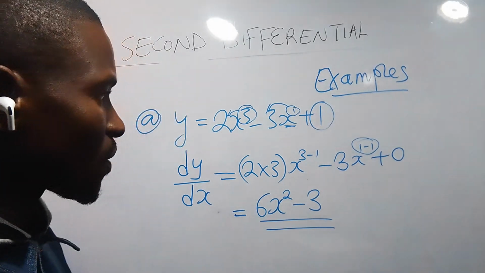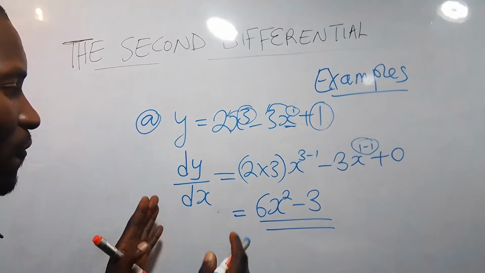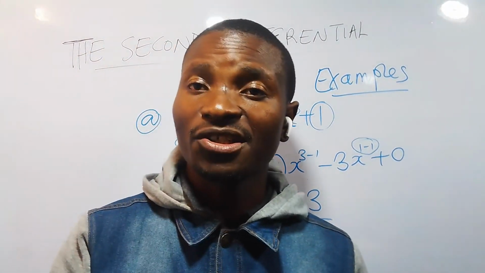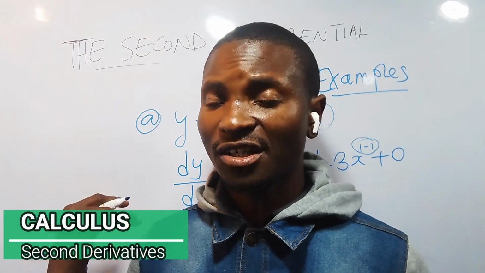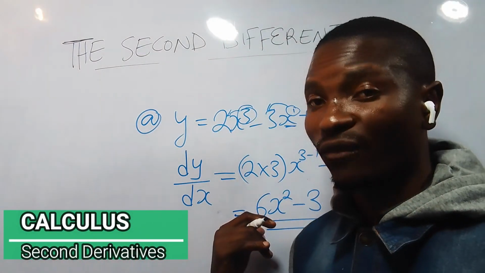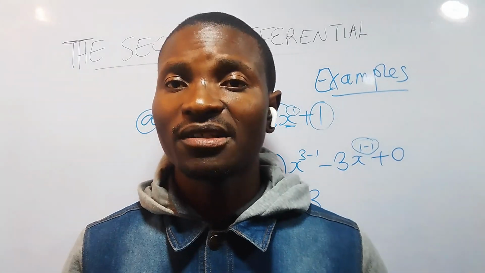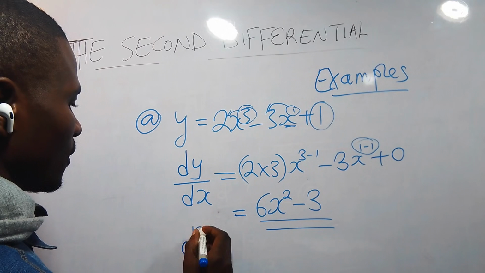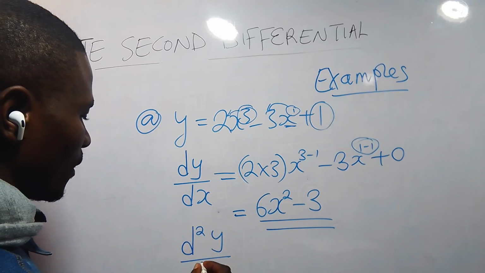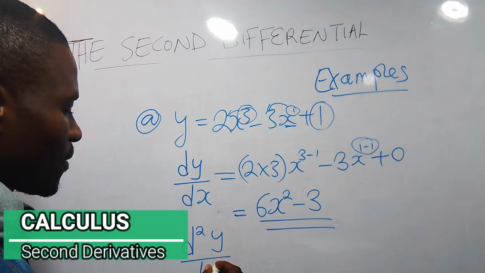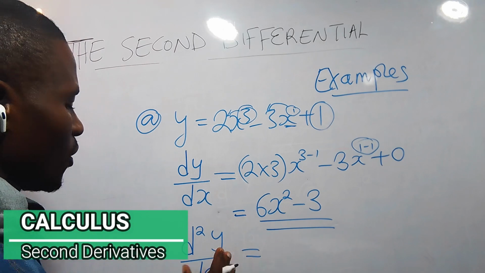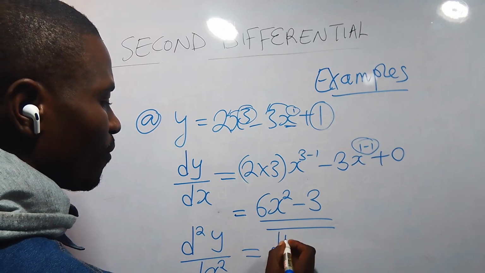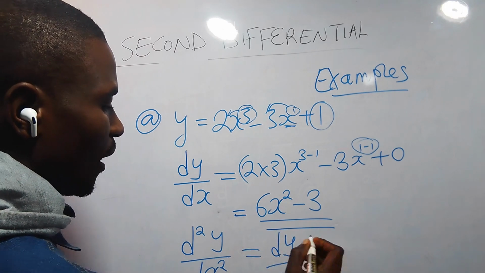Okay, so that's basically the first differentiation. Now our main focus is to differentiate again this function. The final differentiation that we have gotten is now to be differentiated again. So this is going to be d2y over dx2. Now this should be equal to the first differentiation that we did, so this is going to be dy over dx.